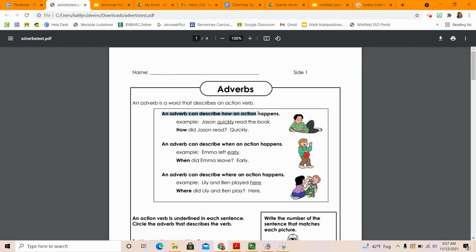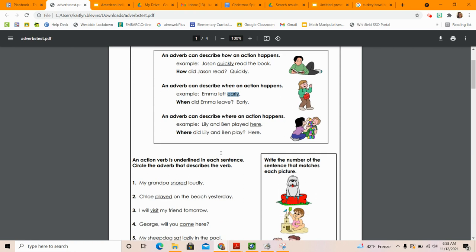An adverb can describe how an action happens. So it says, Jason quickly read the book. So quickly is the adverb because it describes how he read it. An adverb can describe when an action happens. Emma left early. So early is the adverb because it describes when she left, which is a verb.